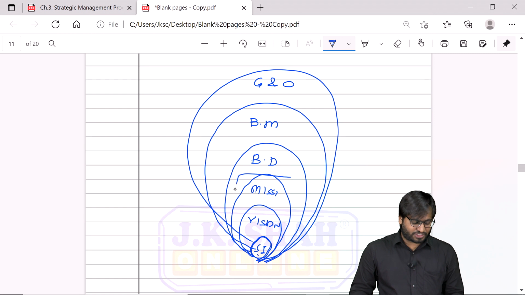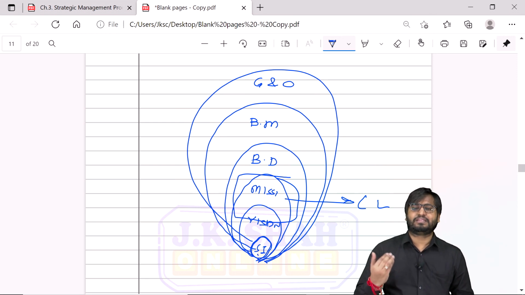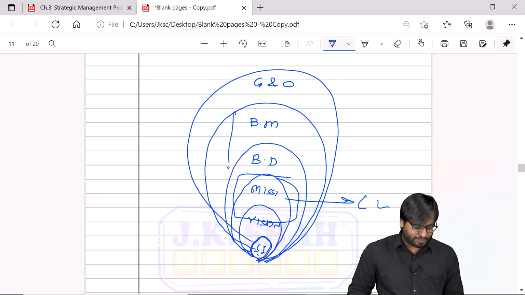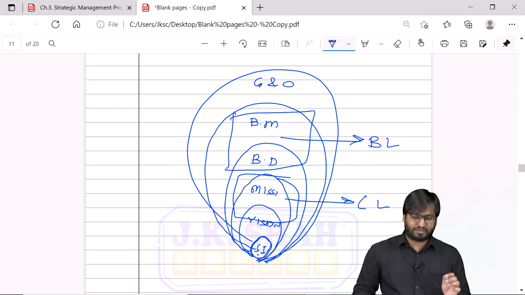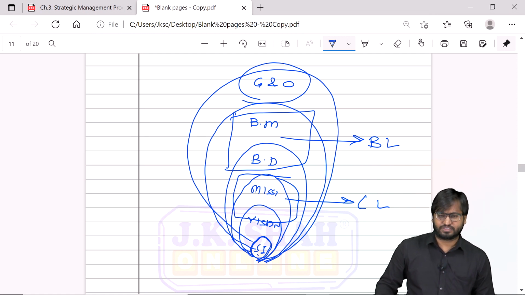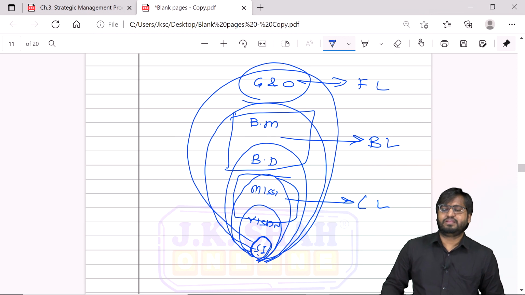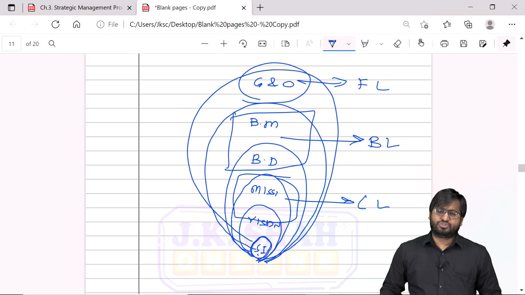This vision and mission is framed by whom? Corporate level managers or top level managers, senior management. This business definition and business model is given by business level managers. And the task of achieving all the goals and objectives is the responsibility of functional level managers. So, what do you mean by strategic intent?